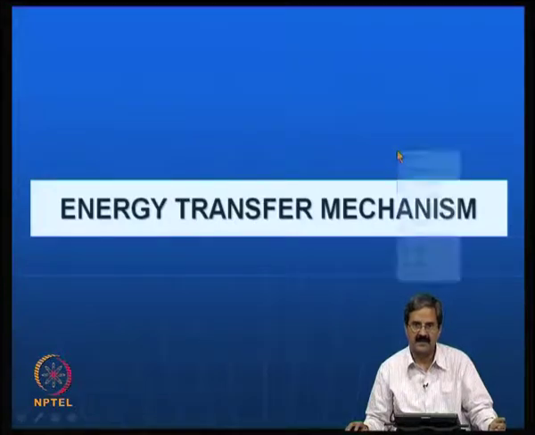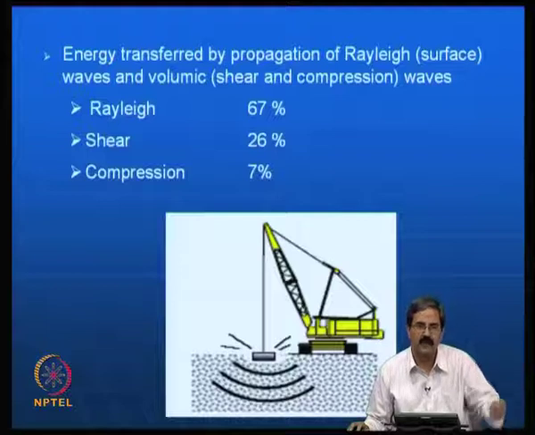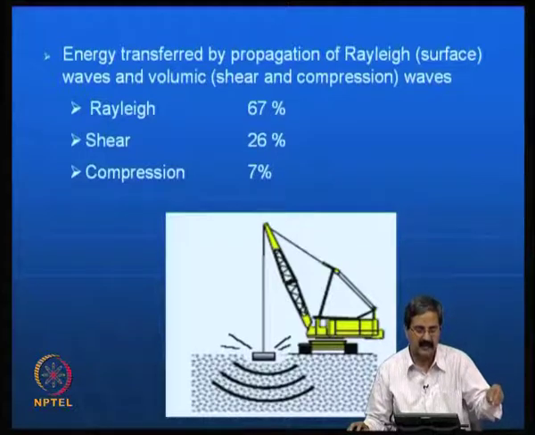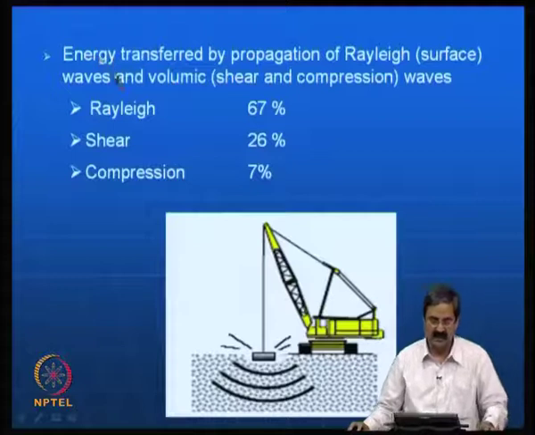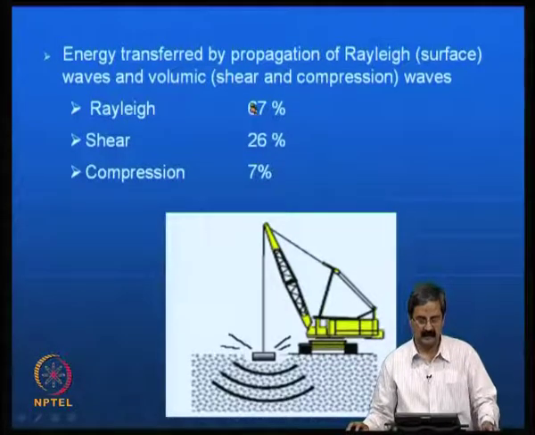And what is the energy transfer mechanism? The energy is transferred by the propagation of Rayleigh waves, and the volumetric and shear waves, like we know that when you do the impact test, there are 3 types of waves. One is the shear wave, compression wave and then Rayleigh waves, all the 3 waves are present, and most of the time it is a Rayleigh wave that becomes very significant here in the energy transfer.